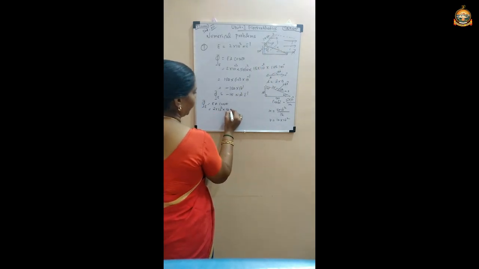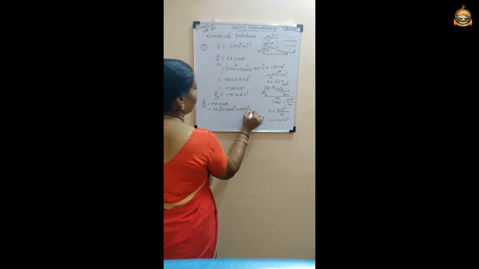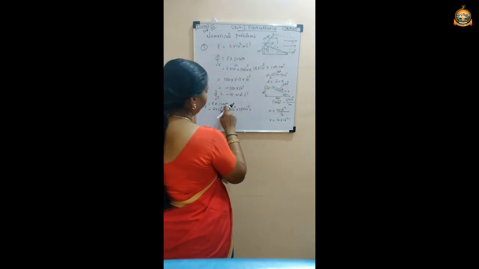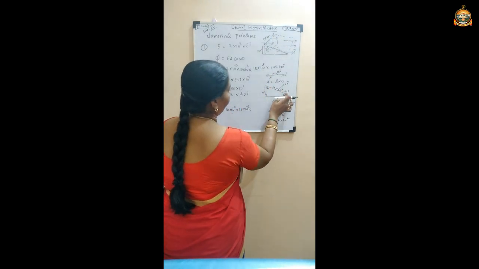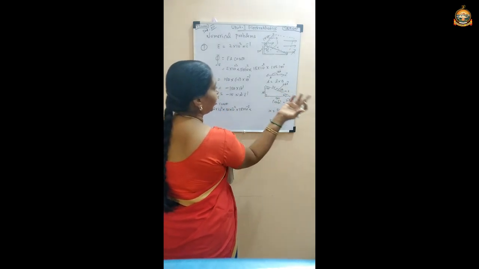That is 10 into 10 to the power of minus 2 into 15 into 10 to the power of minus 2 into, again, cos theta. Theta is the angle between E and the area vector. Theta is the angle between E and EA.